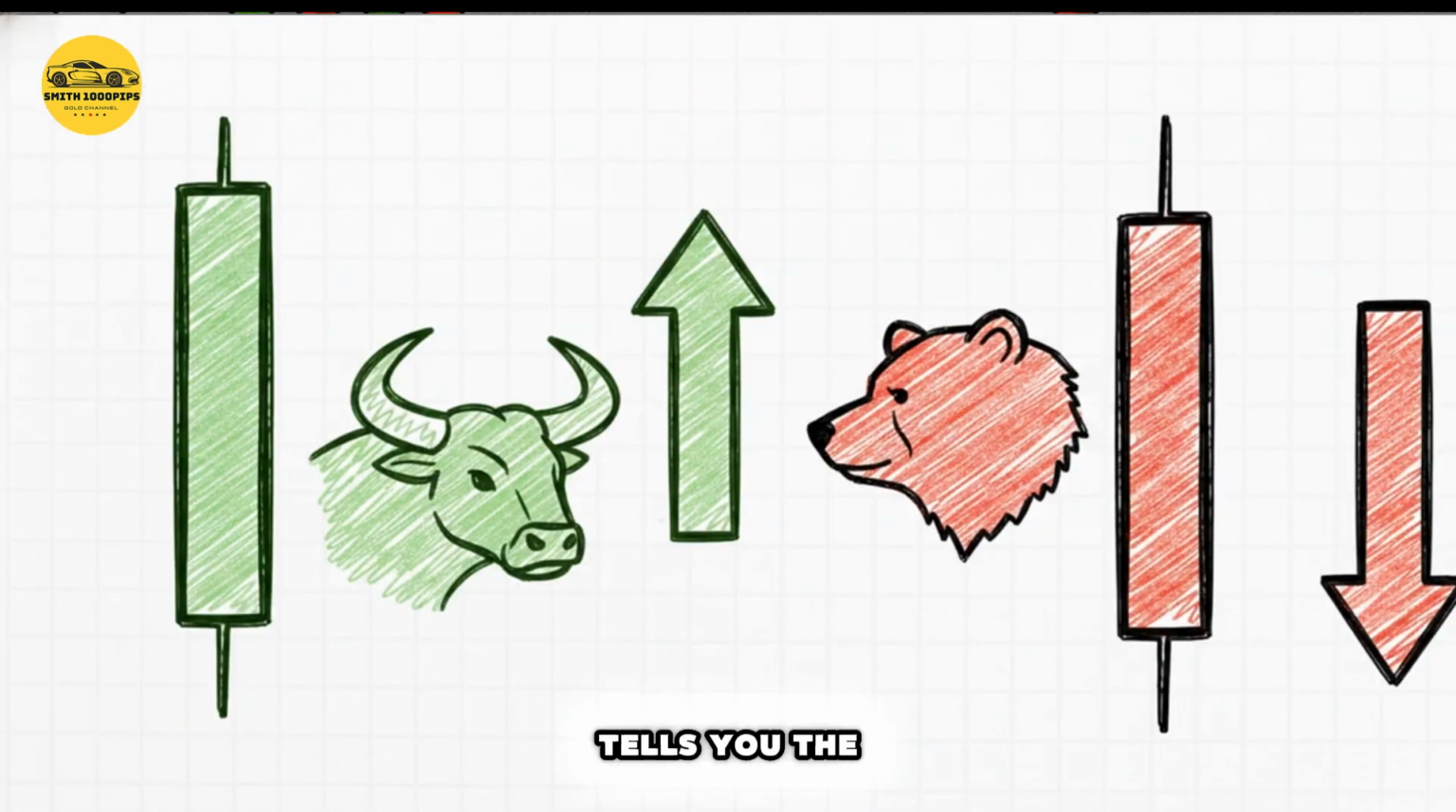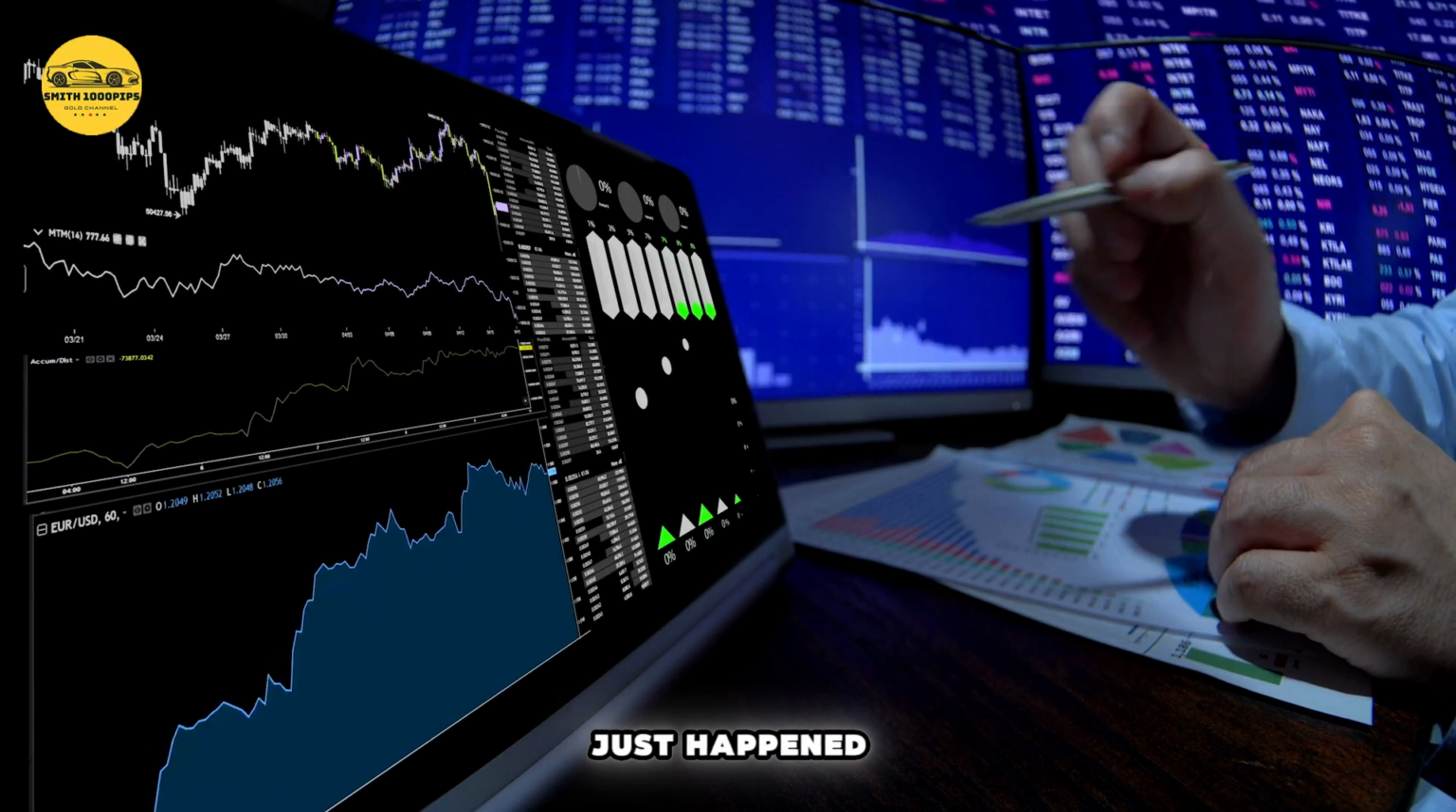Now, the color tells you the market's mood in an instant. If the candle's green, we call that bullish. It means the buyers were in control, and the price ended up higher than where it started. If it's red, that's bearish. It means the sellers won the battle and the price finished lower. It's your fastest clue for what just happened.